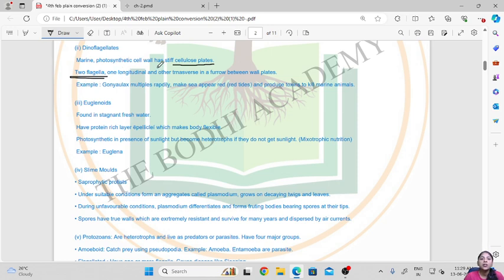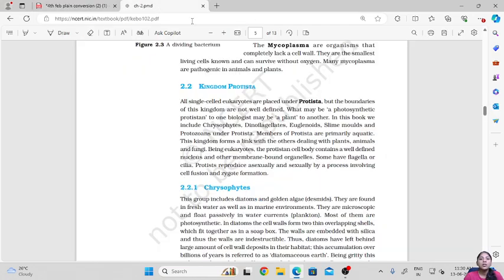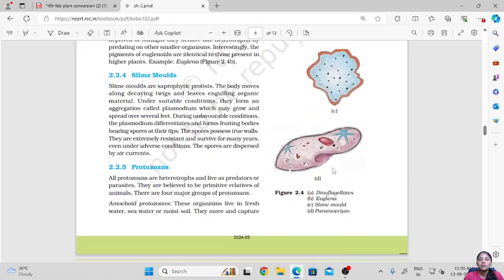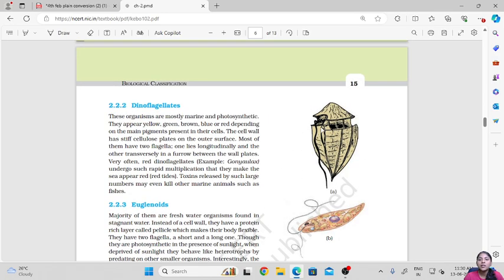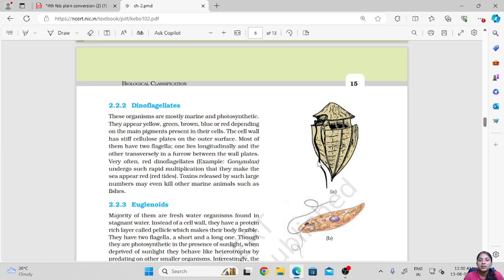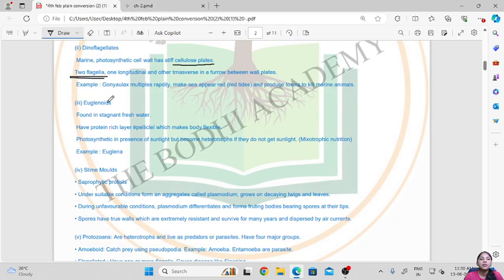One is longitudinal and the other is transverse in a furrow between the wall plates. Okay, so let us see the diagram here. So the first one is an example of a dinoflagellate, and it has 2 flagella. One is longitudinal and the other is transverse in a furrow between the wall plates. So this is one and the other one is somewhere here. Okay, so it has 2 flagella.